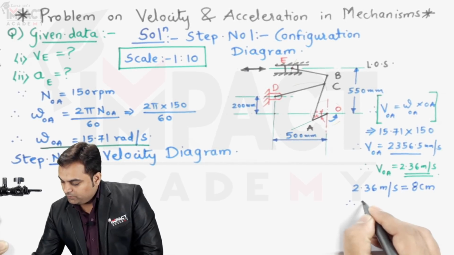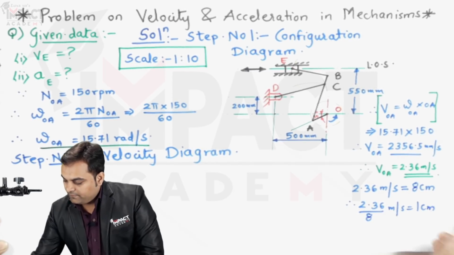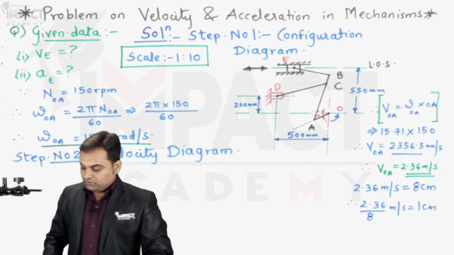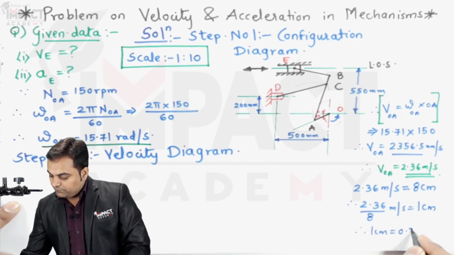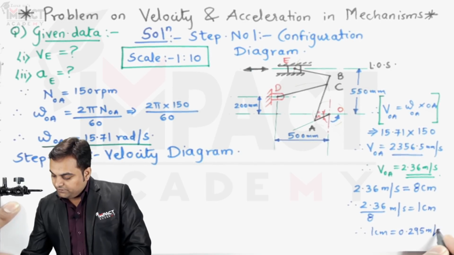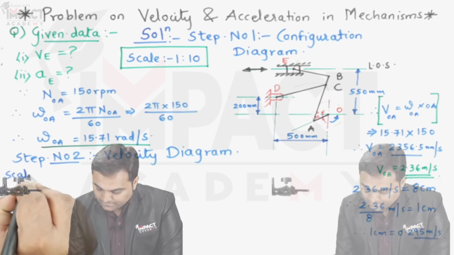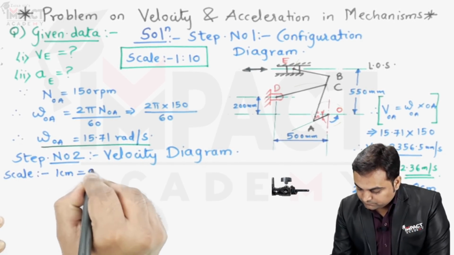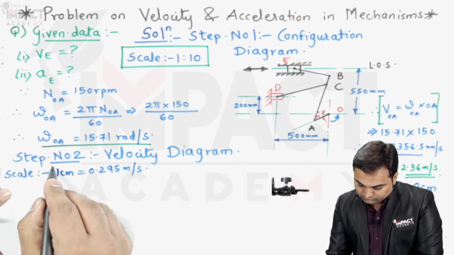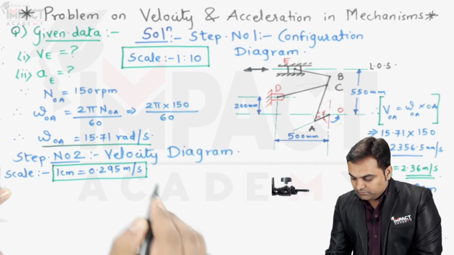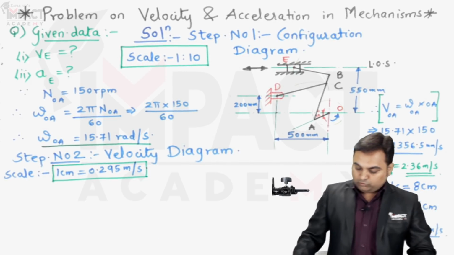So therefore 2.36 divided by 8 gives me the value as 0.295. So 1 centimeter is equal to 0.295 meter per second. This is the scale for the velocity diagram. I'll write it over here. And this scale should look proportionate, so I have taken it as 8 centimeter. Now how to draw the velocity diagram?